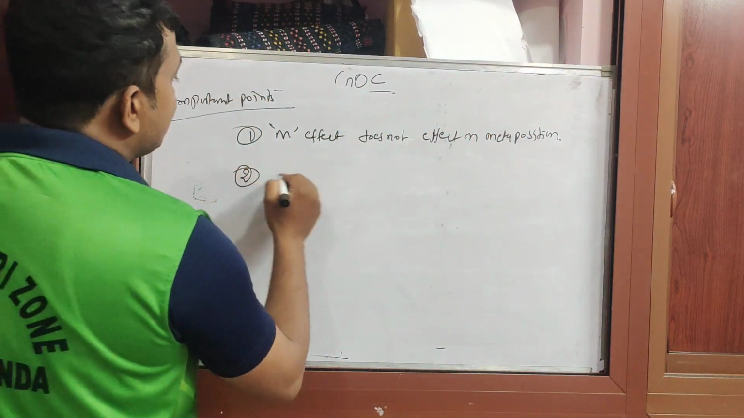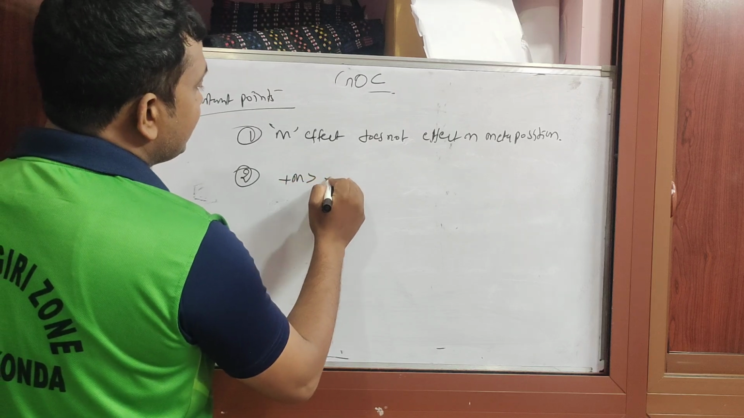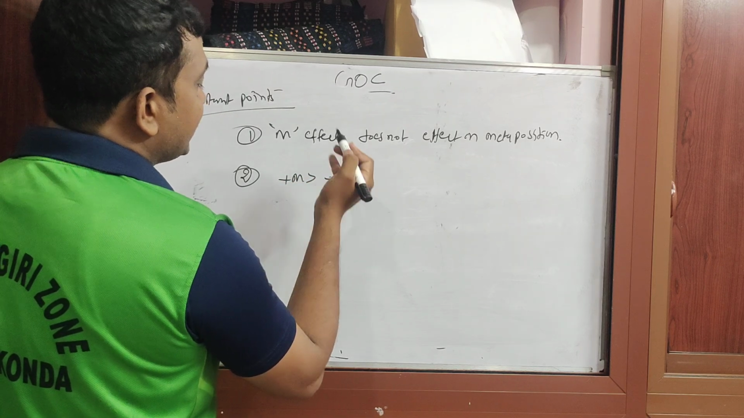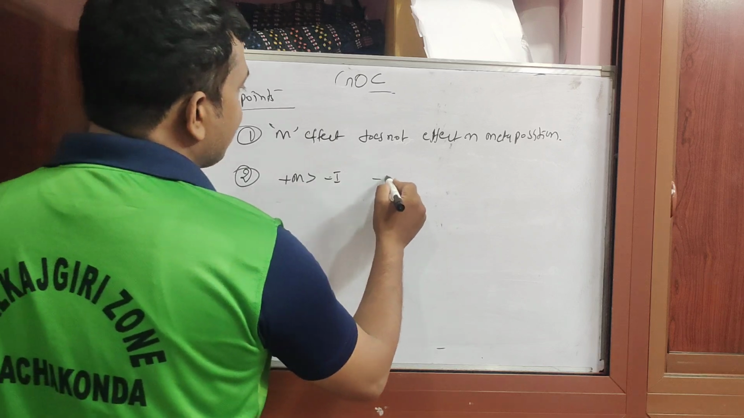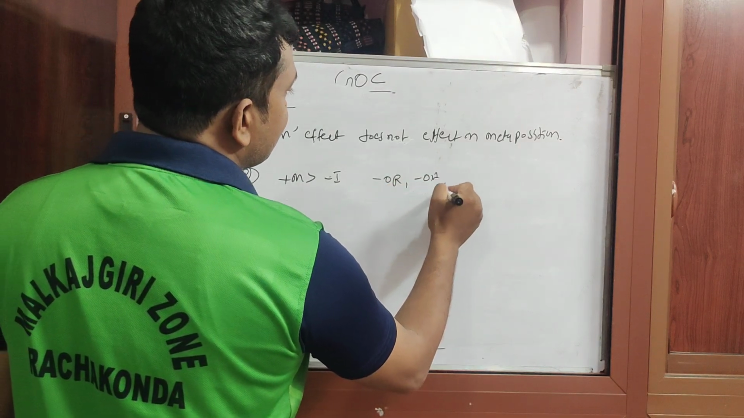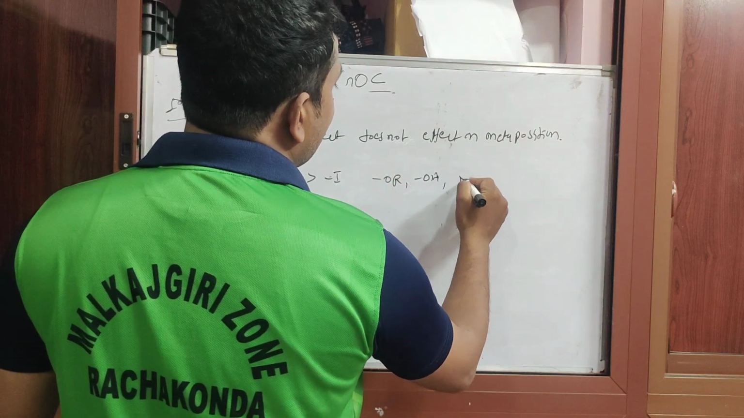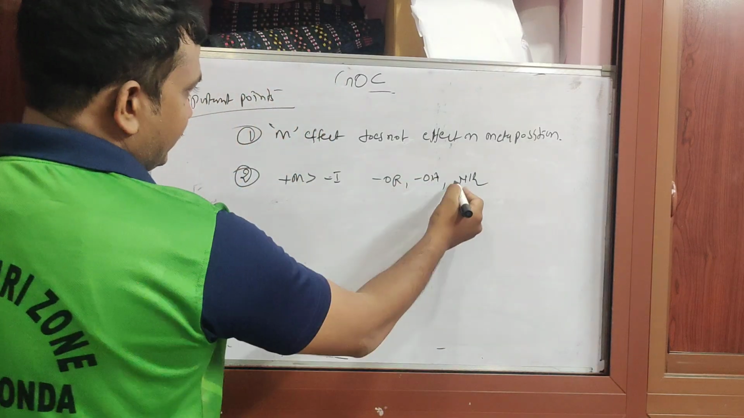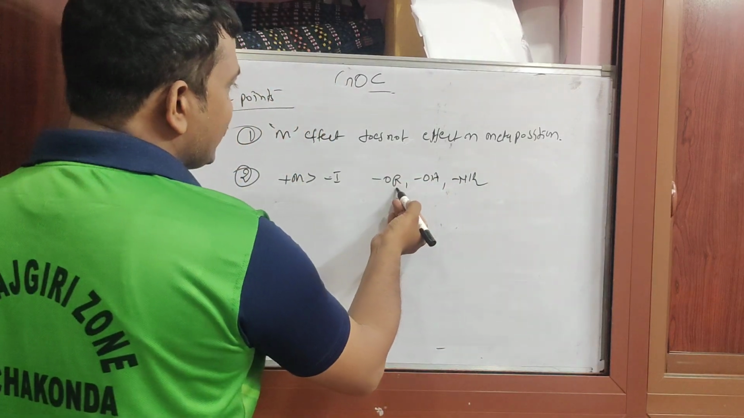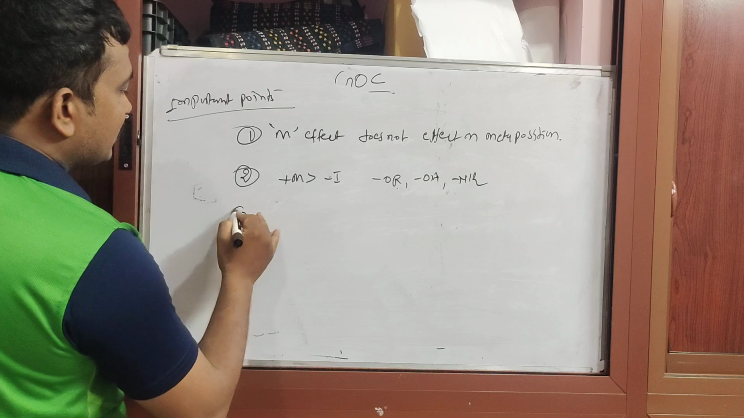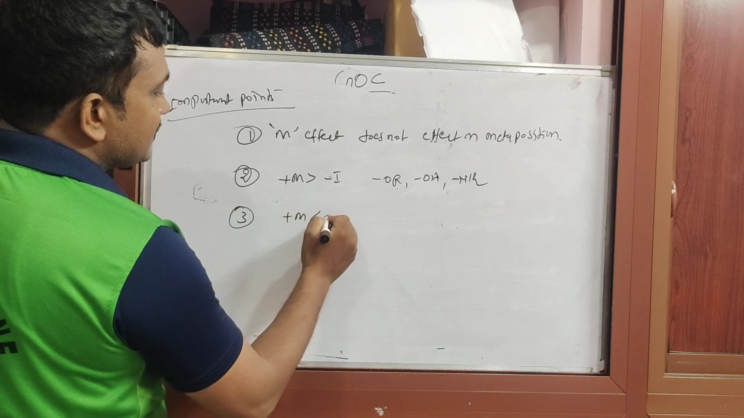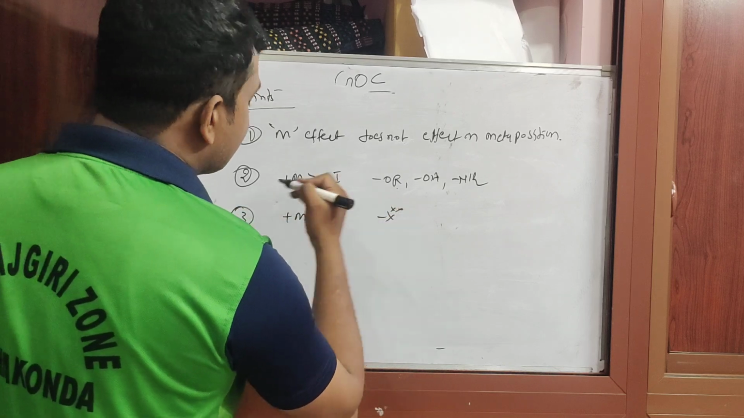Next, second point, +M is greater than -I in the case of OR, OH, NH2. In these, there is a -I group as well as +M. Next, third one, +M is less than -I in the case of halogens.